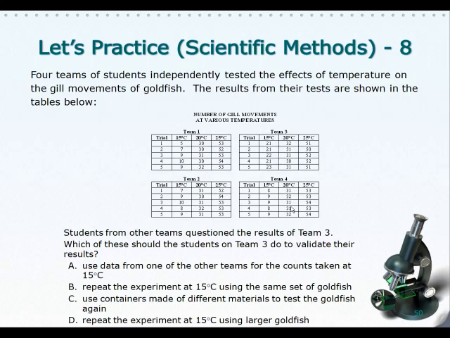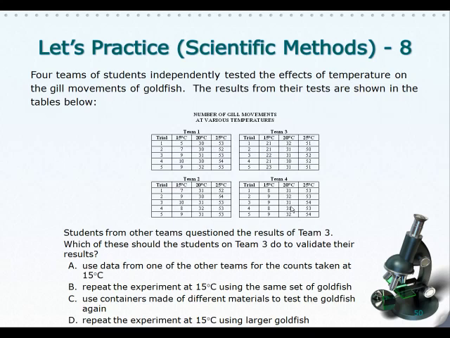Let's look at the answer choices again. A. Use data from one of the other teams for the counts taken at 15 degrees C. B. Repeat the experiment at 15 degrees C using the same set of goldfish. C. Use containers made of different materials to test the goldfish again. D. Repeat the experiment at 15 degrees Celsius using larger goldfish. We can eliminate A, C, and D because we are introducing different variables. Remember, a good experiment tests one variable.